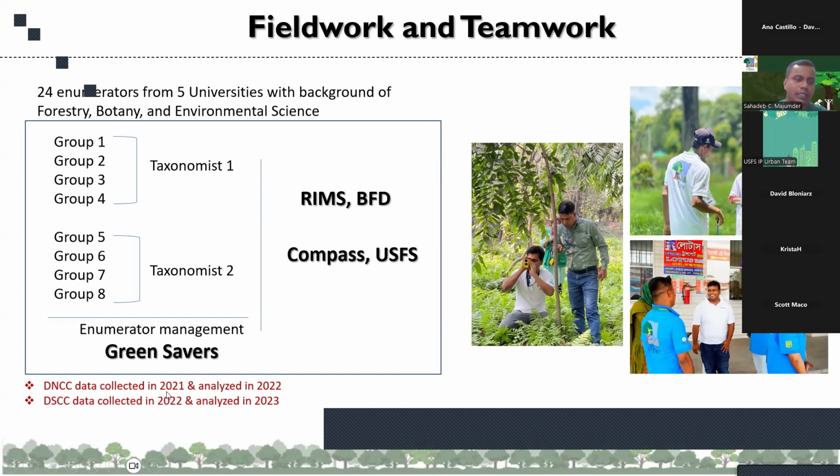For the data collection, we have two city corporations in Dhaka: Dhaka North City Corporation and Dhaka South City Corporation. We collected data in 2021 and analyzed in 2022. And for Dhaka South City Corporation, we collected in 2022 and analyzed in 2023. And finally, our report was published at the end of the year 2024.